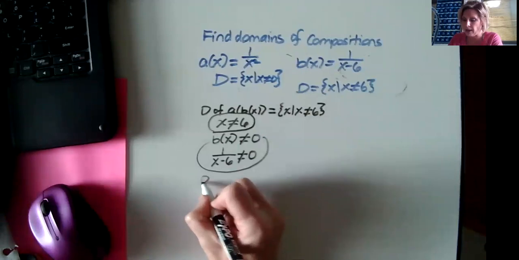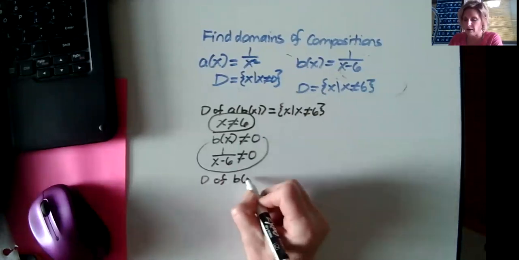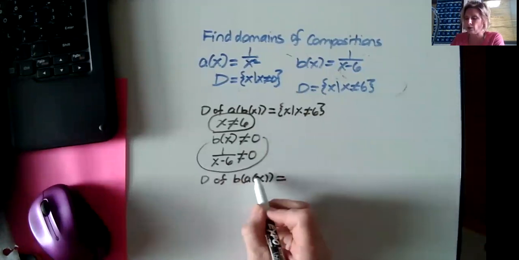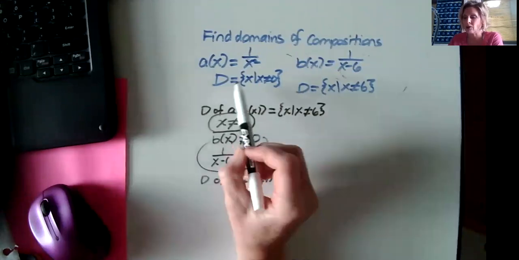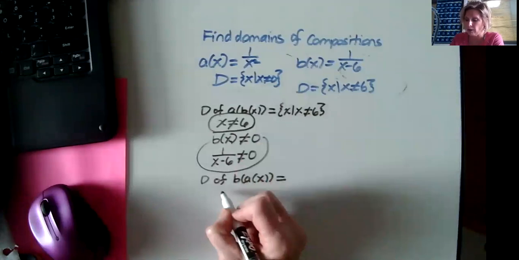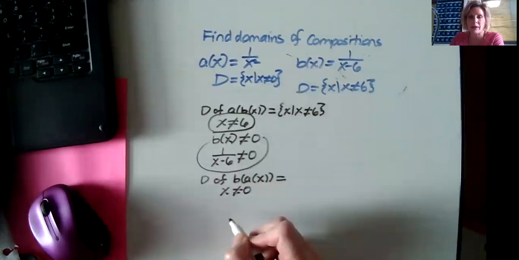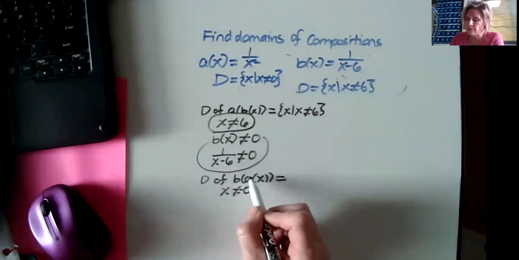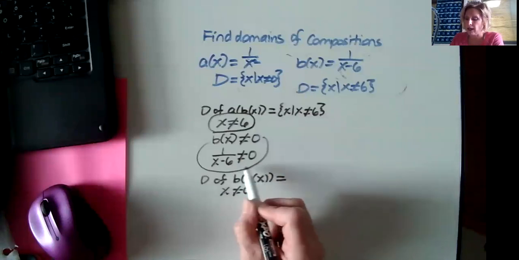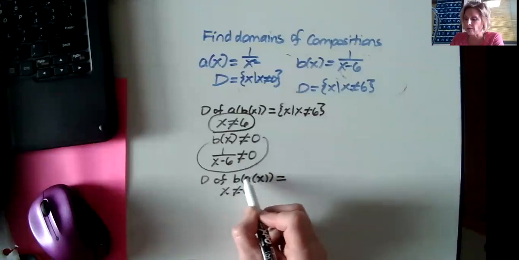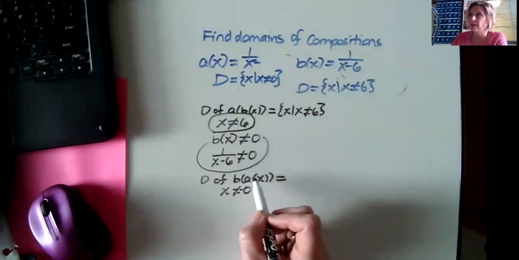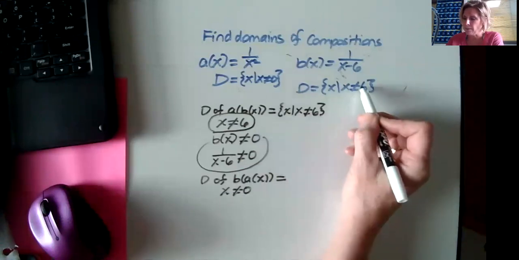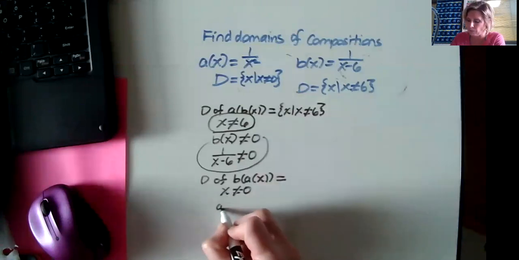So now let's do the domain of B of A of X. If I were to evaluate B of A of X, I would evaluate A of X first. Well, I can't evaluate A of X if I start by plugging in 0. So remember, don't start out with X equals 0 or you can't get anywhere. Then once I evaluate A of X, I plug those answers in as the X values for B. So are there any values that I could get for A of X that I can't plug into B of X? Well, A of X better not be 6 or I can't plug it in to B of X.